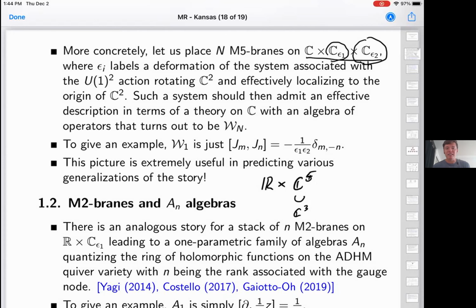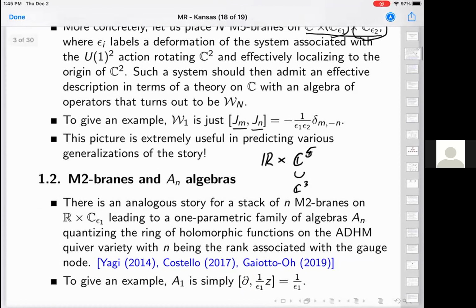To give you an example of these WN algebras, W1 is nothing else but the universal enveloping algebra of the algebra generated by Jm and Jn and satisfying the following commutation relation. We won't really need the details of this picture, or to know exactly what the M5 branes are. It is enough to know that there are these higher dimensional extended objects. You can place them on each other, you can intersect them, and so on. But having this in mind is going to lead us to pretty nice generalizations of these algebras Wn and their modules.